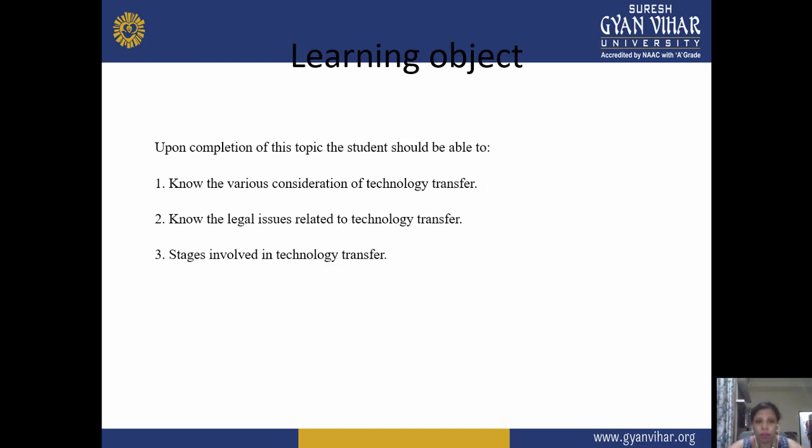Learning objectives. Upon completion of this unit, the students will be able to learn about the various considerations of technology transfer, that is, why technology transfer is needed, what the criteria of technology transfer are, the various legal issues related to technology transfer, and the stages involved in technology transfer. The legal issues we will discuss in this PPT, because if some authorities are involved, we need to submit documentation to that authority, and that is what the legal issue is.